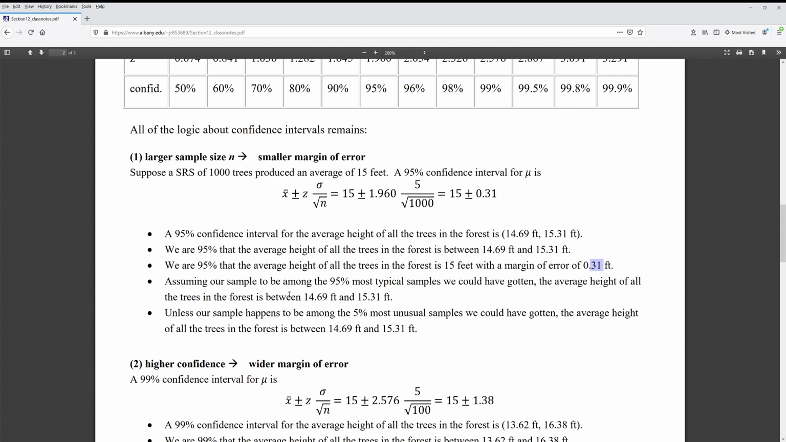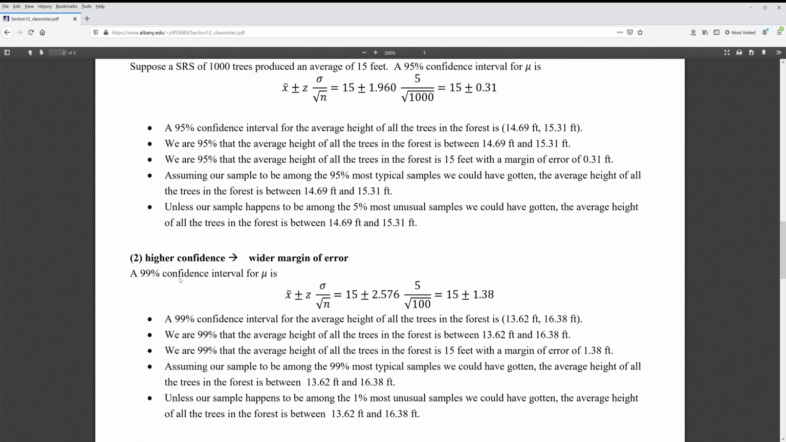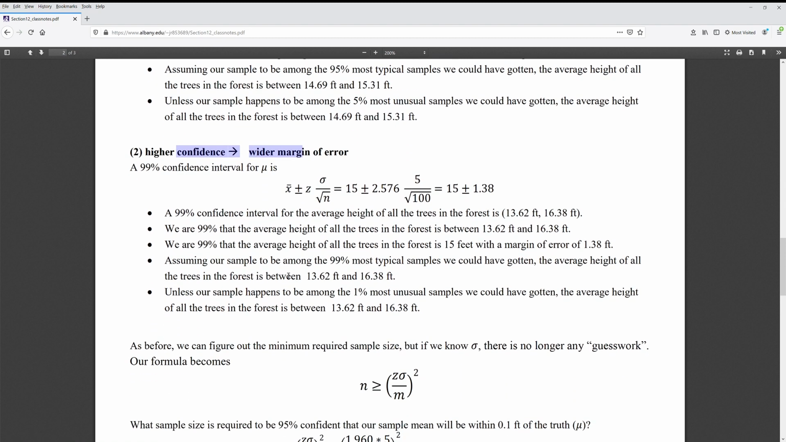Assuming our sample is among the 95% most typical samples we could have gotten, the truth is between the walls. Unless our sample happens to be among the 5% most unusual samples we could have gotten, the truth is between the walls. A larger sample will give you tighter results in every sense, and that's also common sense. On the other hand, I think it's also common sense that the more confident you want to be about where it is, the bigger space you've got to give it to live in. All the points that we made in Section 10 are still true for all the same reasons.